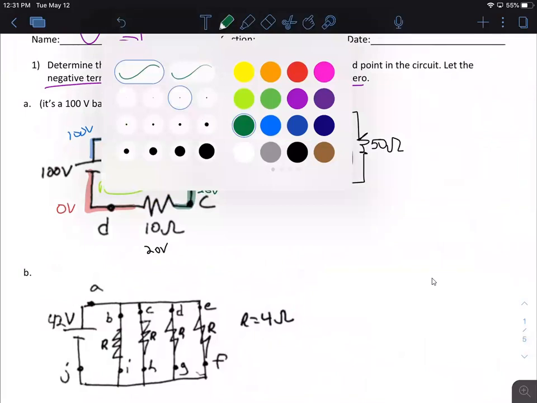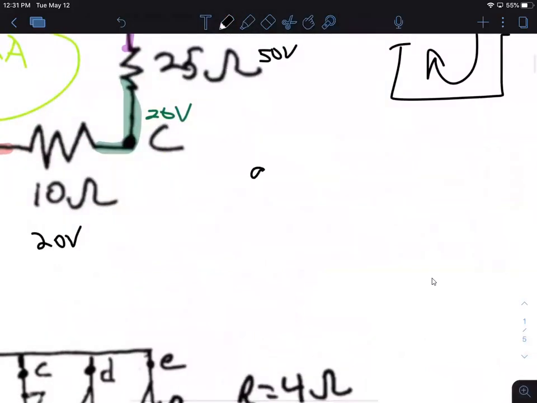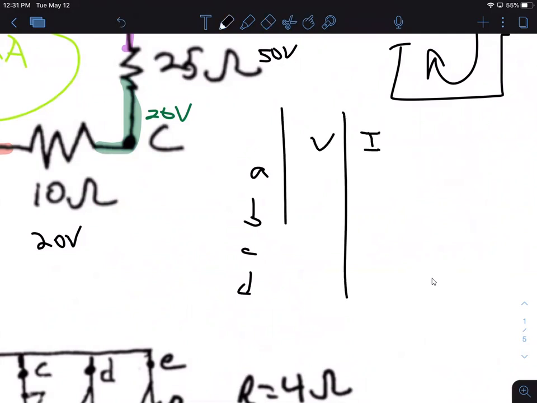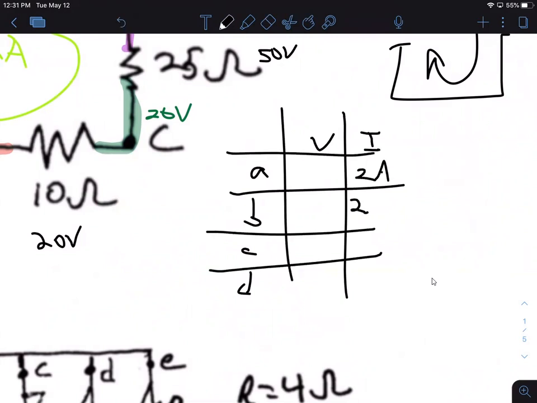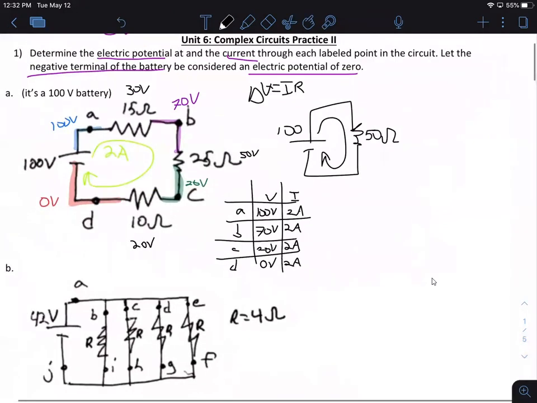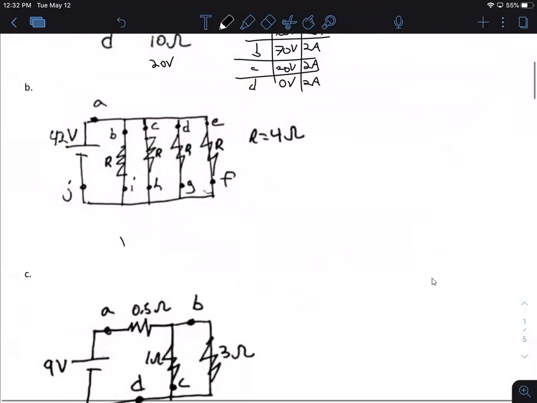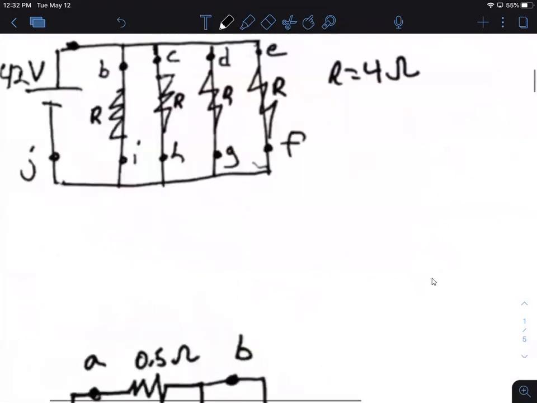All right, so I guess we'll make a table of the answer. People are just looking for that. A, B, C, D. The voltage at the point and the current. These are all 2 amps, 2 amps, 2 amps. We had 100, went down to 70, went down to 20, and at the terminal of the battery, 0. Great. So different kind of table, but useful.